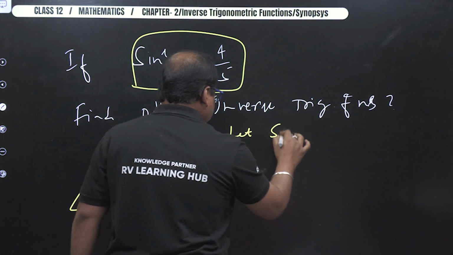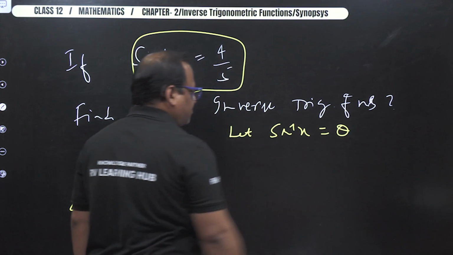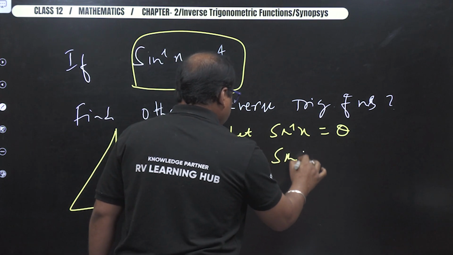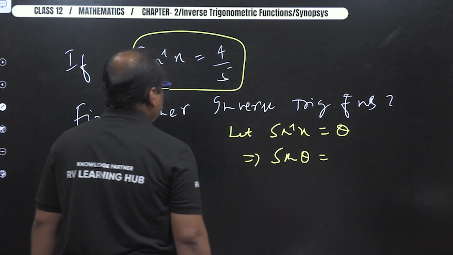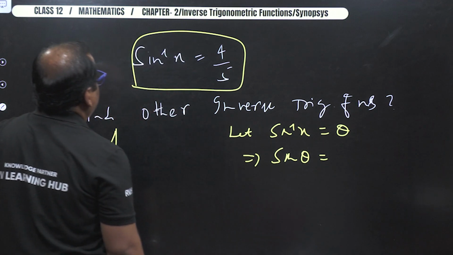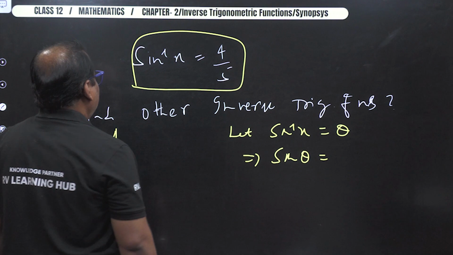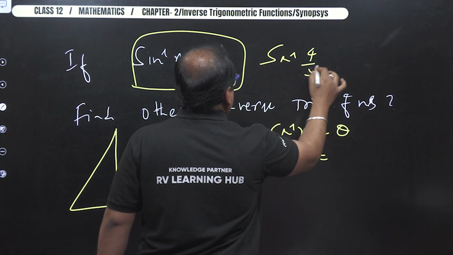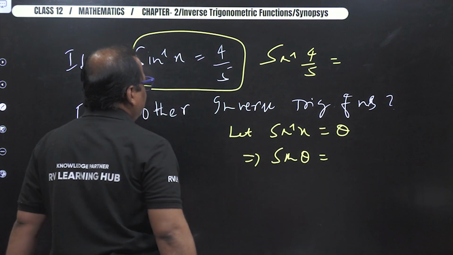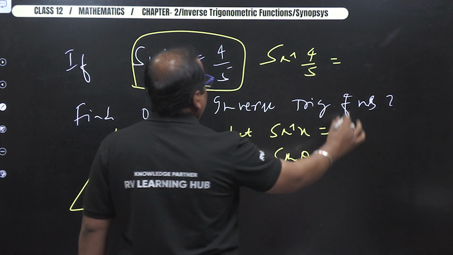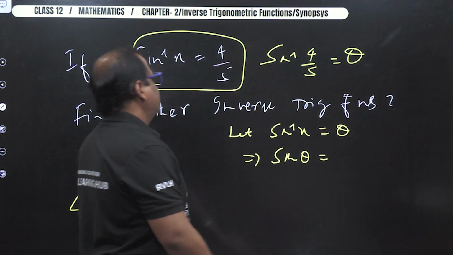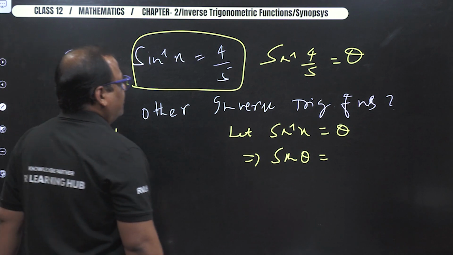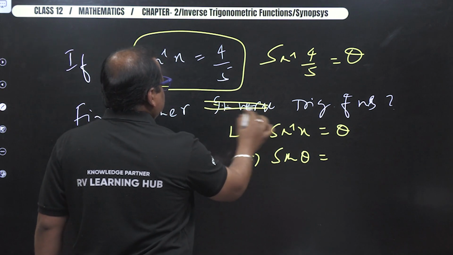Let sin inverse of x equal some theta, because that is an angle. This implies sin theta is equal to x. Here it is not sin inverse of x equal to 4 by 5. If sin inverse of 4 by 5 is equal to theta, this must be the correct answer. Sin inverse of 4 by 5 is equal to theta. Find other trigonometric functions.